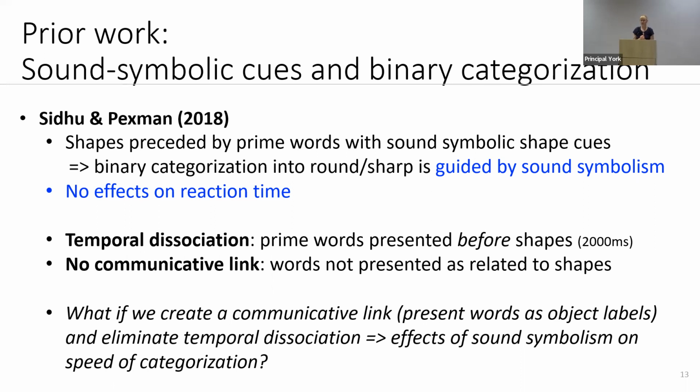But now we were thinking, language is typically a communicative thing, and often, not always, the labels occur when we see the object, even though we know from acquisition it's not always the case. But we wanted to ask, what if we create a communicative link? So we present the words explicitly as object labels, going back a bit to some of the more traditional work on this. And if we eliminate the temporal dissociation, so we show the word and the shape at the same time, can we then perhaps boost the effects of sound symbolism and also perhaps see effects on reaction times as well, pointing to perhaps a more online component to this mechanism?